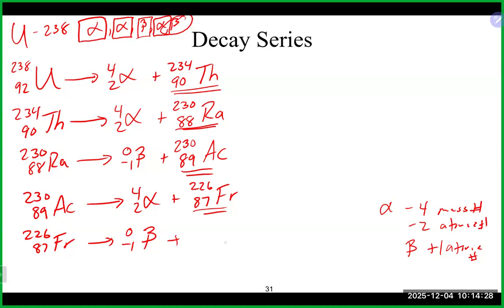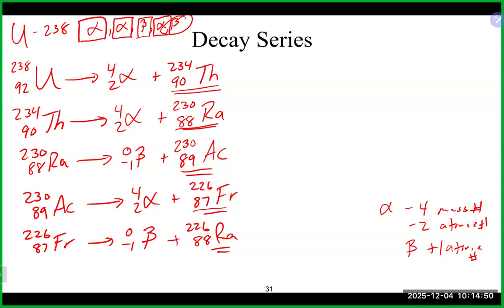And again, with the negative, we got to bounce up one there to 88, 226, and lastly, 88 back to Ra. So if you have a decay series here, basically just continue writing and balancing nuclear equations like we did earlier. Whatever your product is in the first step becomes your starting material in the second, and it just keeps balancing.